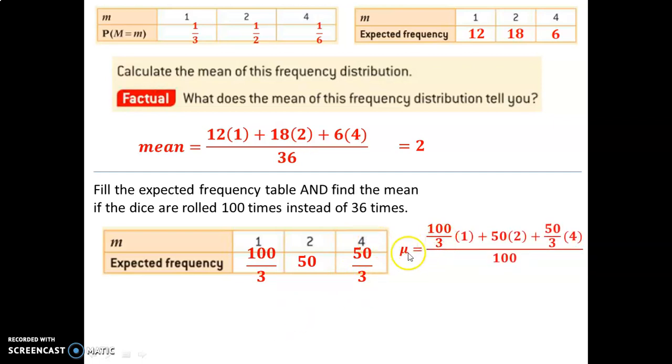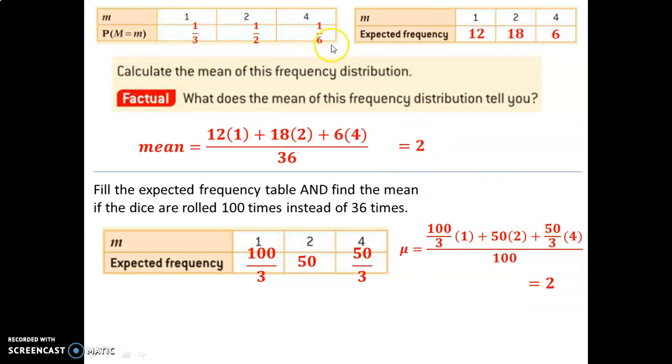Well, the mean, we're going to use the same approach. And notice now we're using mu, the Greek letter mu, which represents mean. So the mean is, again, the frequency, because 100 over 3 represents about 33.3 times we'll move once. So that times the movement of 1 plus 50 times will move 2 plus 50 over 3 times will move 4. And you divide by 100 because there's 100 moves in total. And the mean ends up being, well, check it out, it's the same. And that is not coincidental.